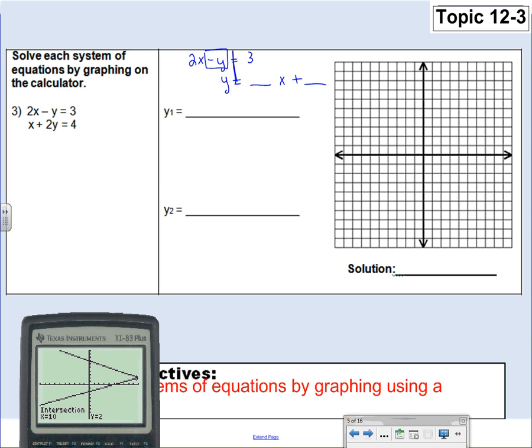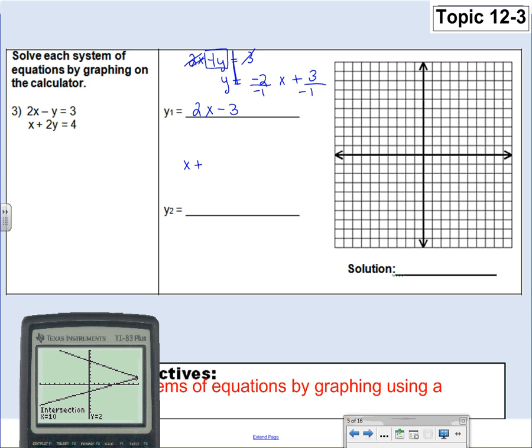We'll see the 3 is already on the right side, so it drops down. The 2x needs to move to the other side, so the number in front of the x becomes negative. And I have a -1 in front of the y, so I'm dividing by -1. So our first equation for y1 is going to be a positive 2x, and then 3 divided by -1 is a -3.